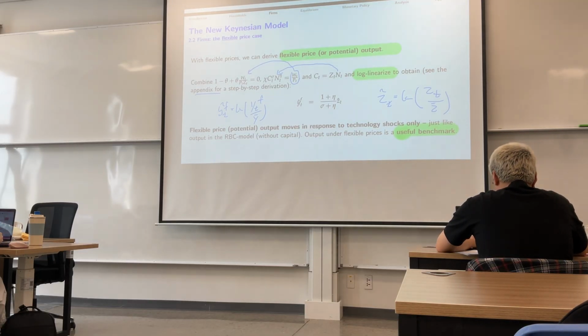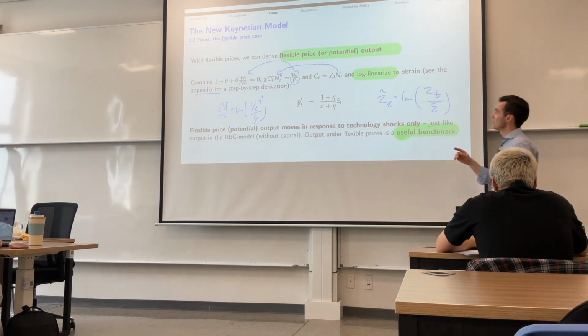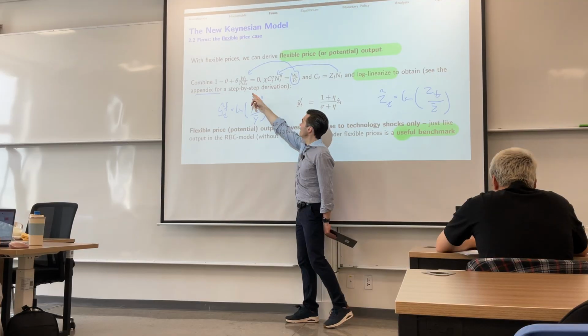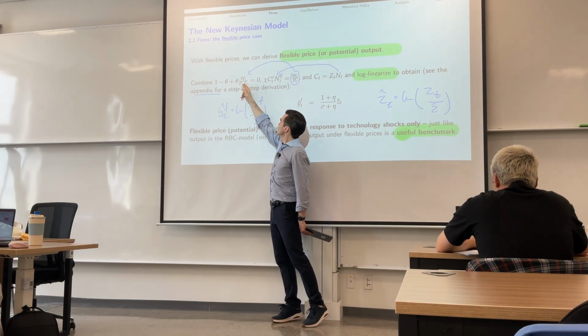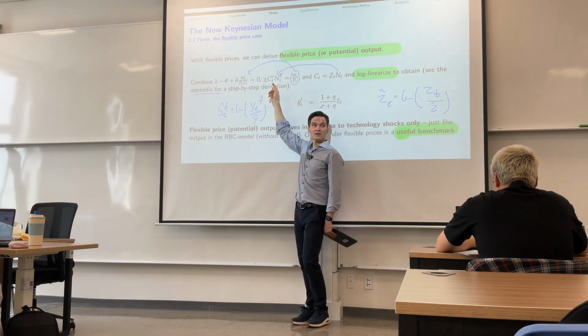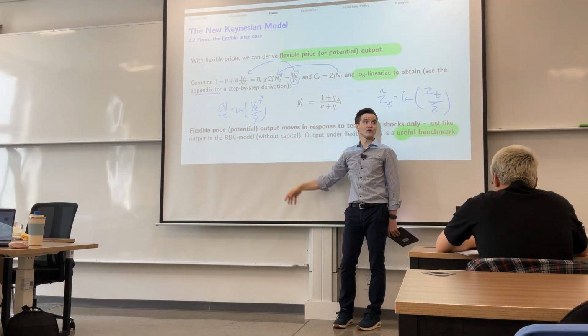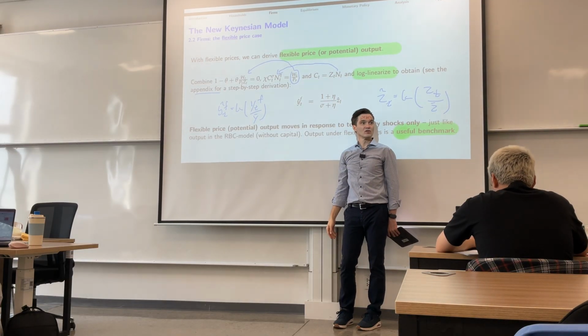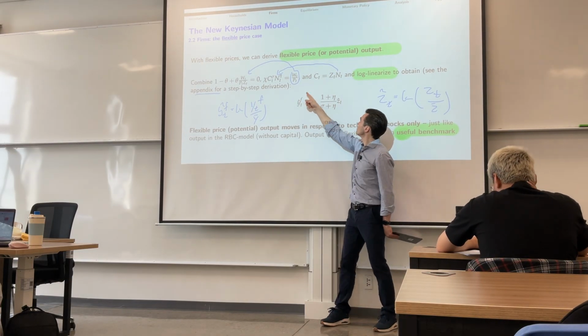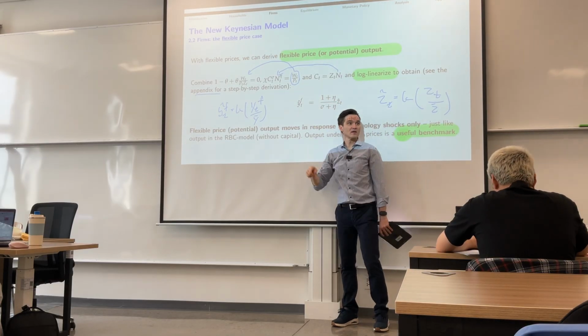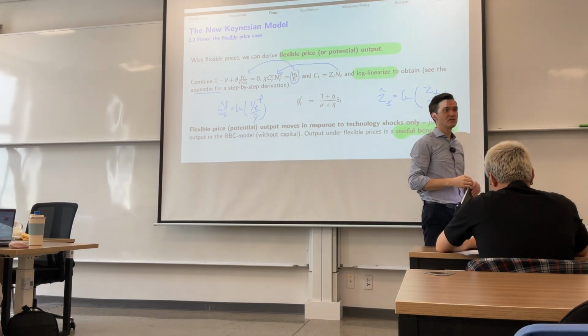Can I ask something which may seem naive, but how can we decide which level is the steady state? Okay, so the steady state is when you take these three equations, you drop the time subscripts, and then you solve for the allocations for the steady state.